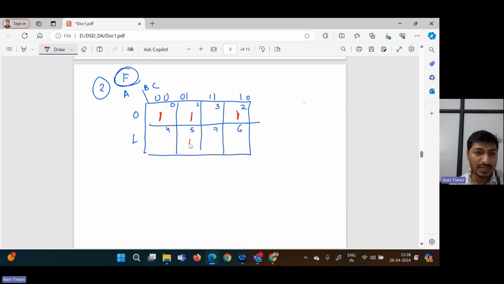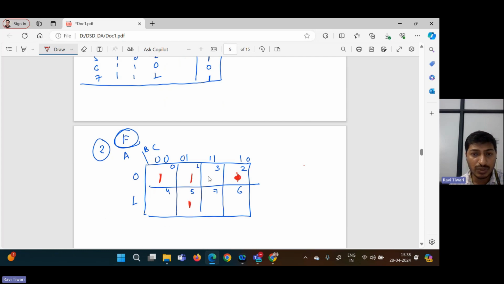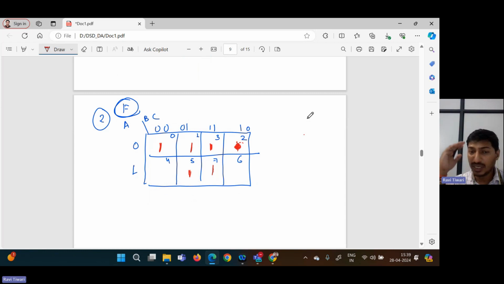Then 5 and 7. Sorry, 0, 3. Okay, so 0, 3, and 5 and 7. So this many terms we have in the K-map. Now we have to make the combination. So always think about the bigger group. If there is a possibility of making the quad, always make a quad first.